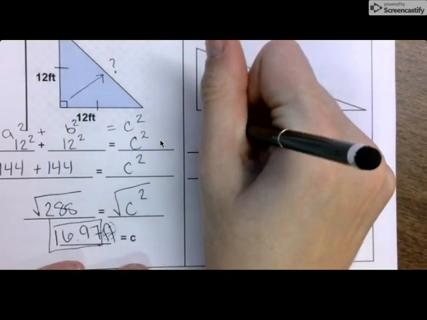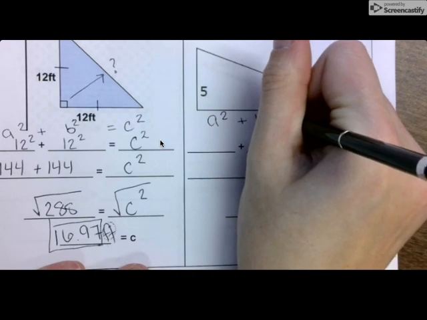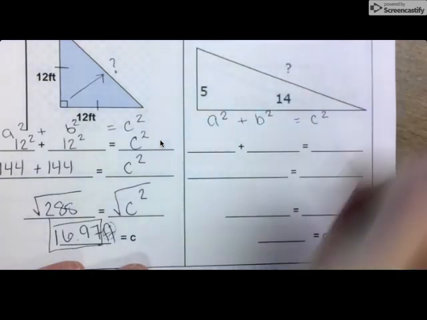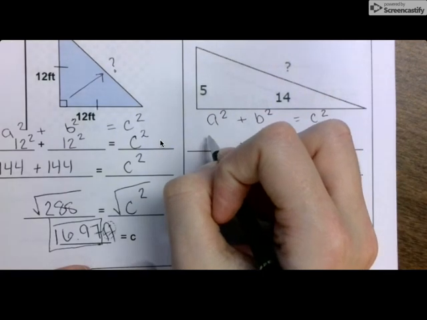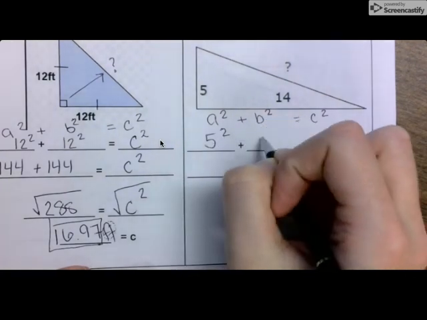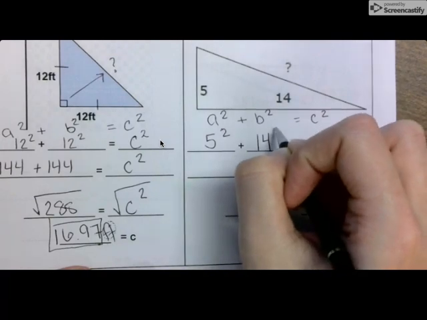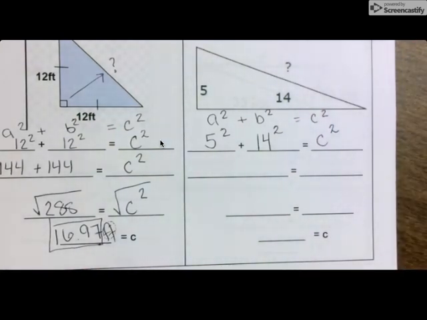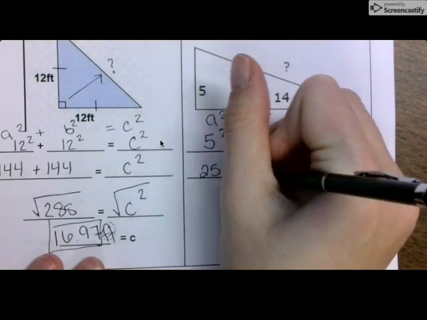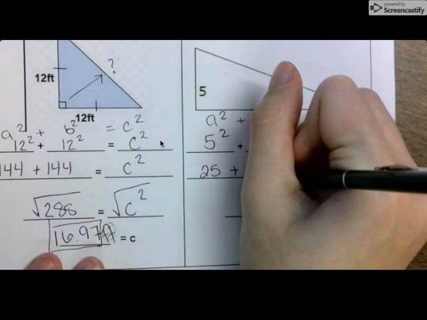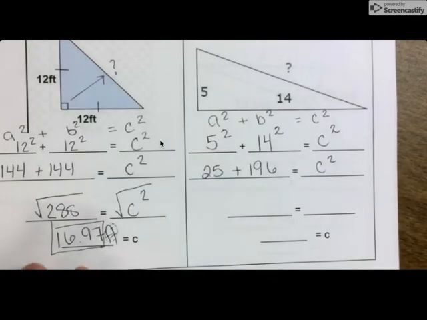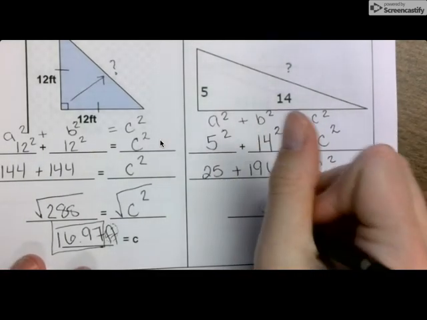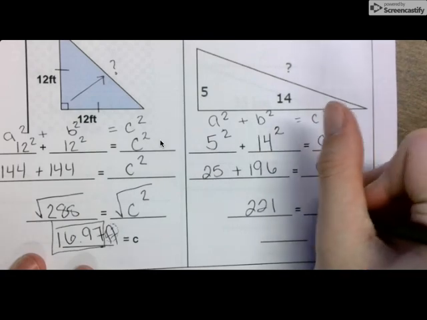We have A squared plus B squared equals C squared. My A or my B, it doesn't matter, is 5. My B or my A, doesn't matter, is 14. And I keep my C squared. What is 5 squared? 25. What is 14 squared? 196. And that equals C squared. Then add those together. What do you get? 221 equals C squared.